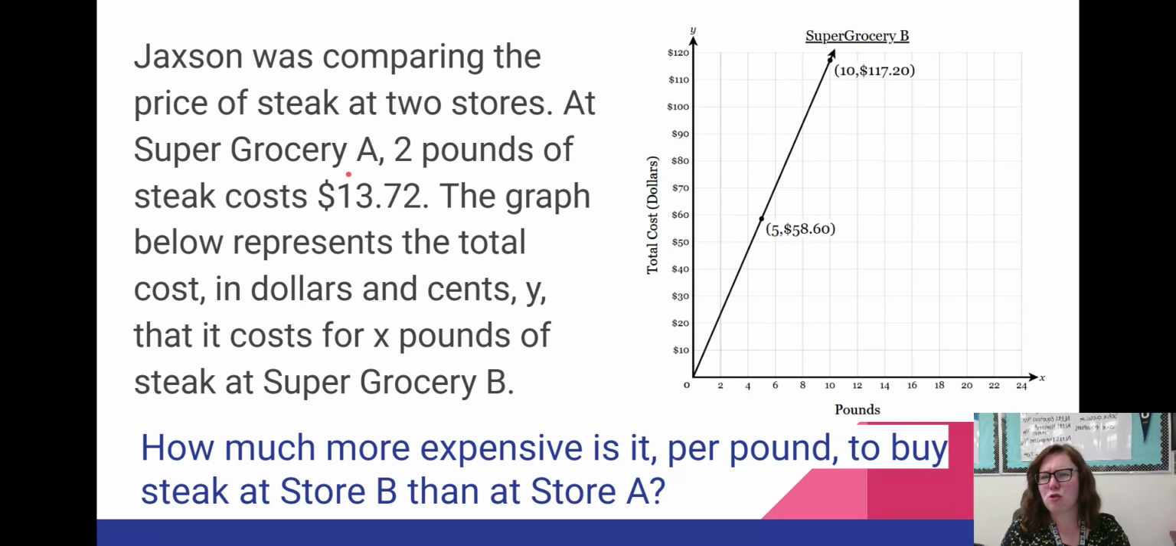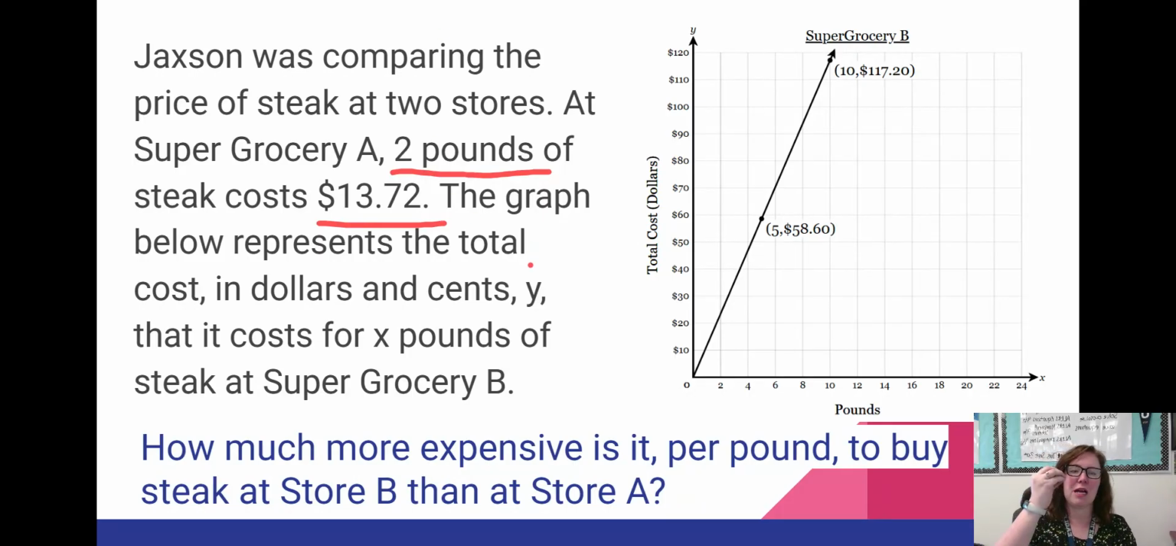Jackson was comparing the price of steak at 2 stores. At Super Grocery A, 2 pounds of steak costs $13.72. The graph next to it represents the total cost in dollars and cents y that it costs for x pounds of steak at Super Grocery B. The question is, how much more expensive is it per pound to buy steak at grocery store B than at store A? So let's find the cost per pound.